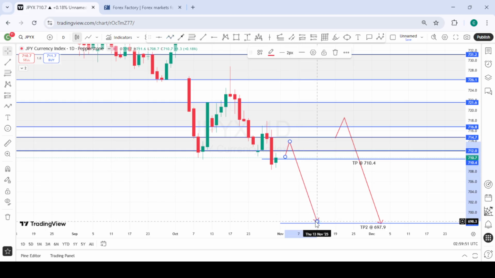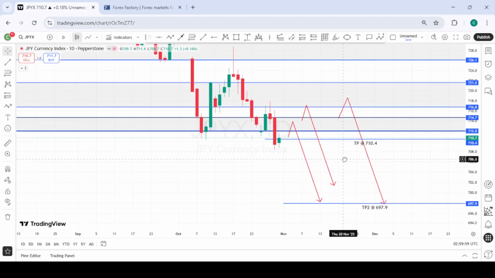Should price pull back a bit higher into this previous zone, we'll still be interested in taking the sell to the downside. So let's be on the lookout, which means the XXX/JPY pairs will be extremely bullish for the coming week. Let's be on the lookout for that.